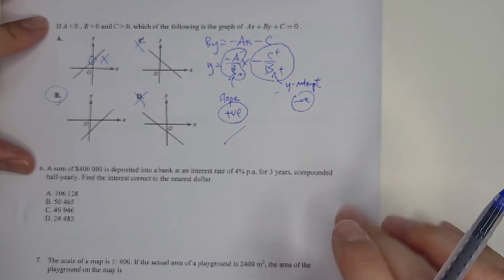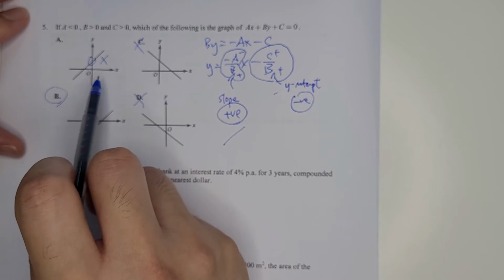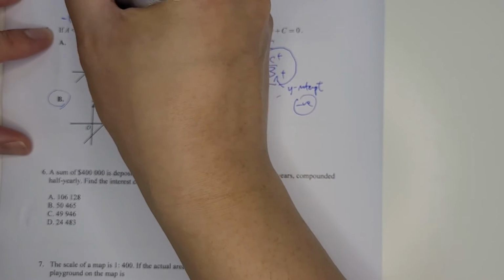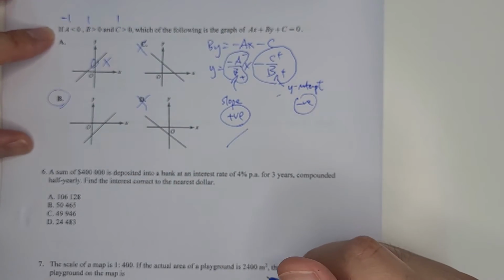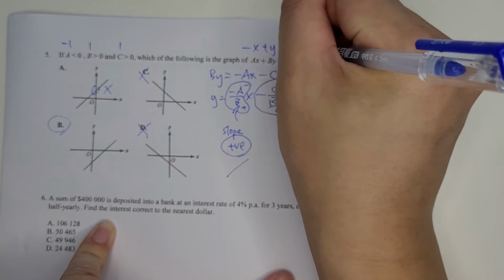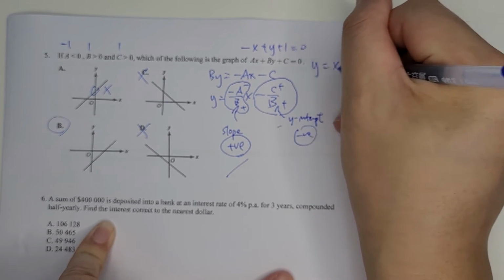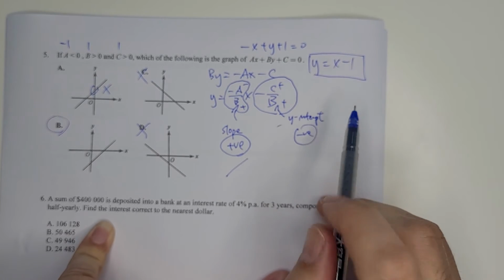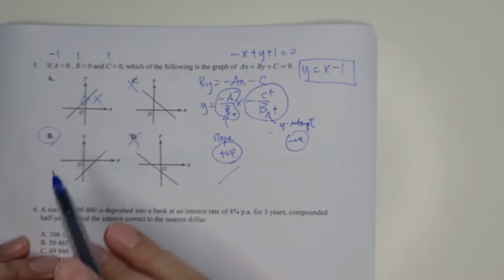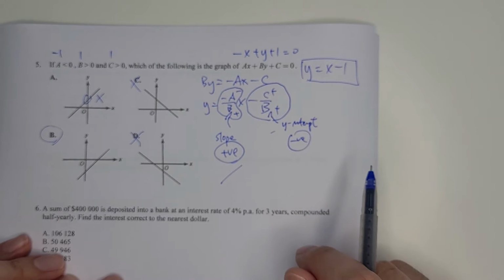The second method, since A, B, and C are just constants, in MC you can try to substitute some numbers here. For example, A is negative 1, B is positive 1, and C is positive 1. Then you can see the equation becomes negative x plus y plus 1 equal to 0. So you can make y the subject: y equals x minus 1. Then you can try to draw this equation on graph paper and check the shape, okay? Check the position of the straight line. Then you can also find the suitable answer.